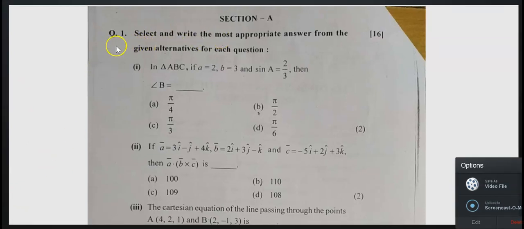Section A, question number 1. Select and write the most appropriate answer from the given alternatives for each question. The first: in triangle ABC, if a is equal to 2, b is equal to 3, and the sine of capital A is equal to 2 upon 3, then the angle B is equal to. This is a solved question from the textbook. Now see the answer of this.